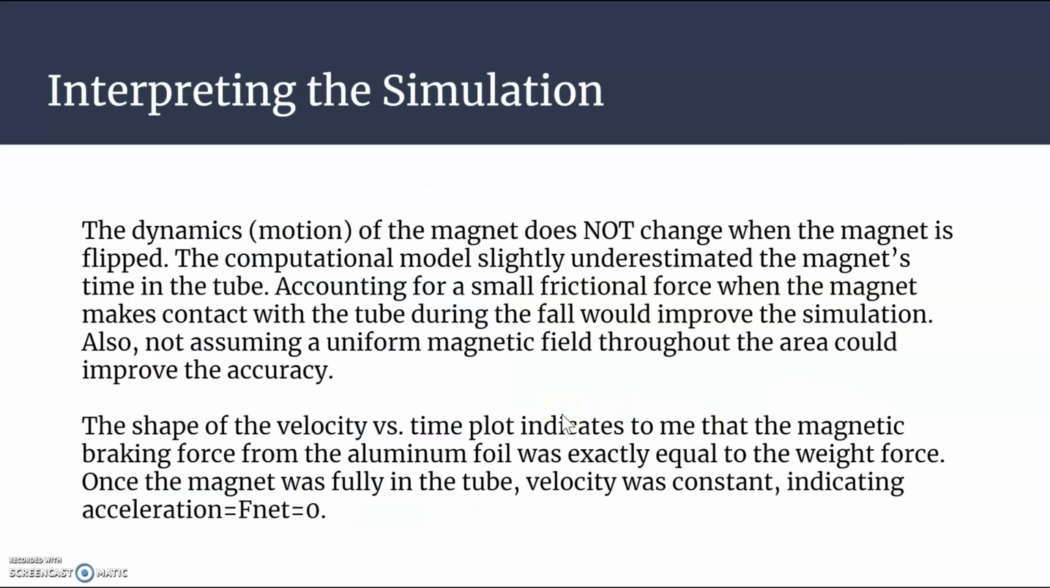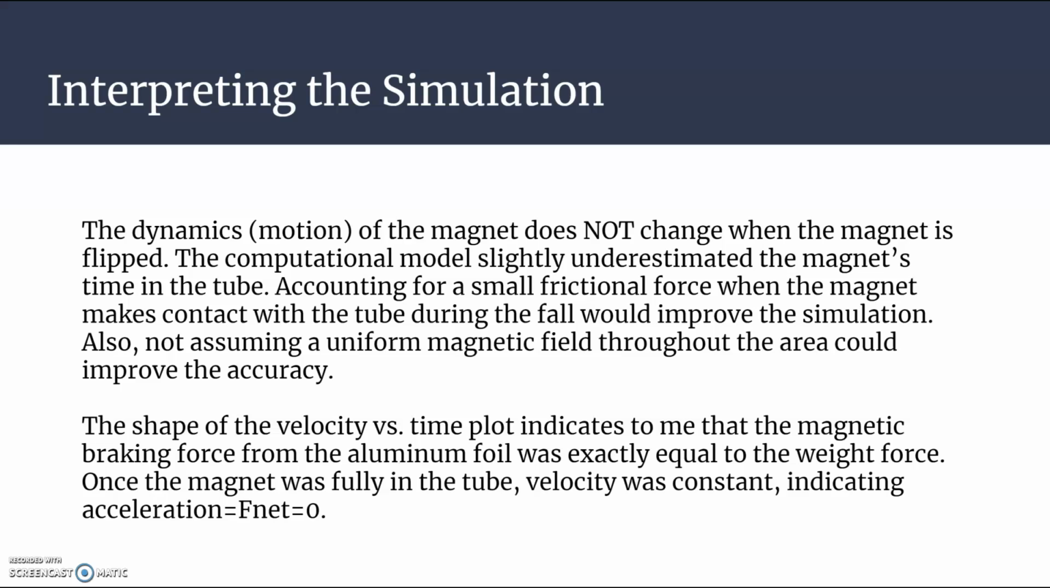To further go on with interpreting the simulation, the dynamics of the magnet does not change when the magnet is flipped, and the computational model slightly underestimated the magnet's time in the tube. Accounting for a small frictional force when the magnet makes contact with the tube would improve the simulation. Furthermore, not assuming a uniform magnetic field throughout the area, as due to the bar magnet, could also improve the accuracy.